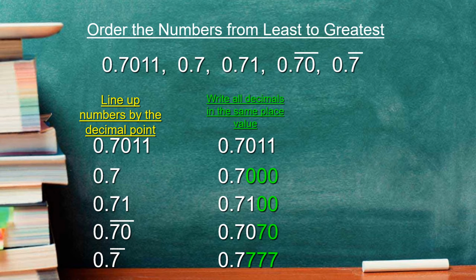Titingnan natin yung first digit, 7, magkatulad. Hundreds place, magkatulad ba? May naiiba. Ayan, doon pa lang, alam na natin, magkakaiba-iba sila. So, ang sagot ay ito na.